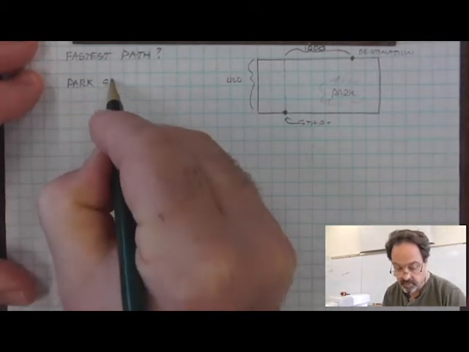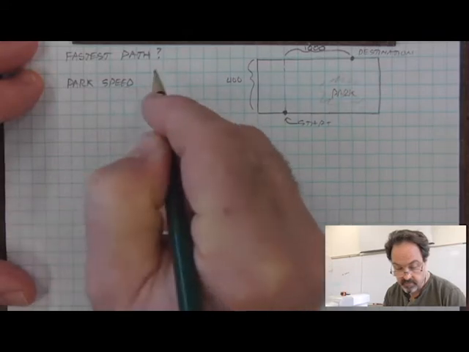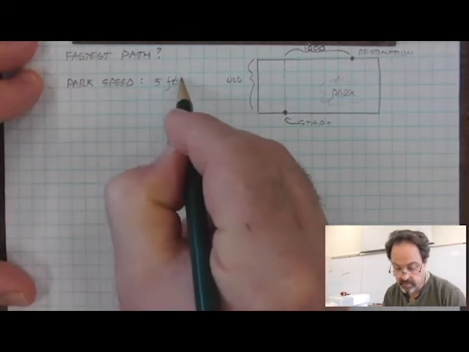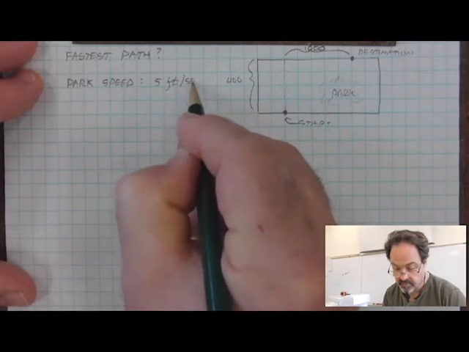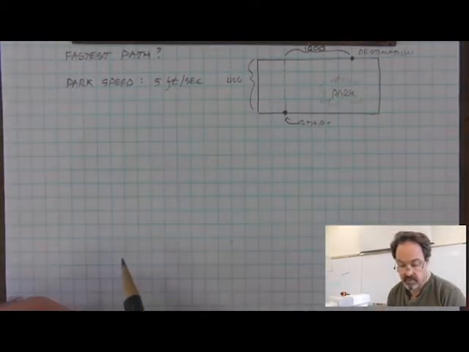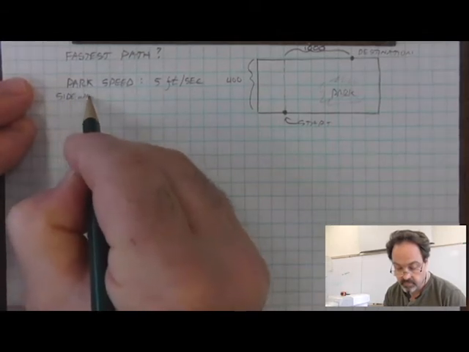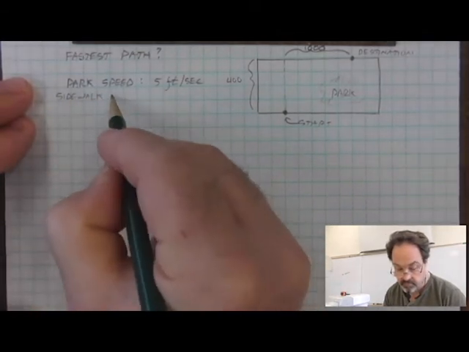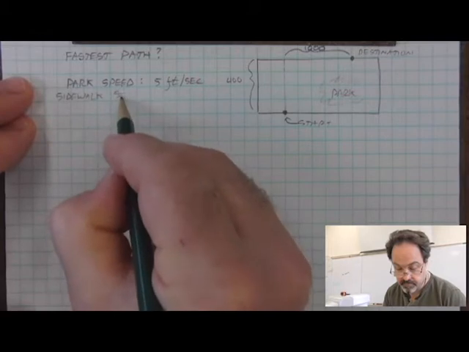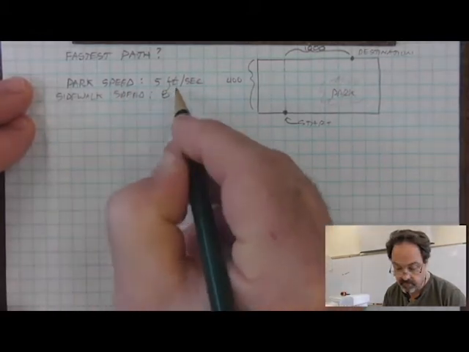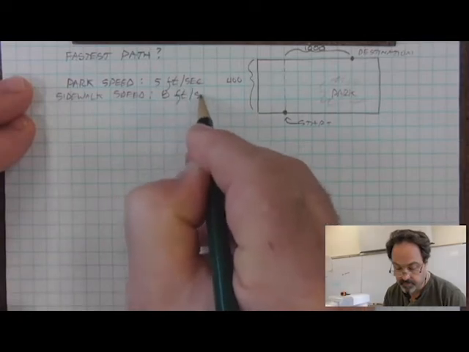The park speed, or velocity, is a rate. In this case, 5 feet per second. Walking on the sidewalk is faster. We'll say it's 8 feet per second.